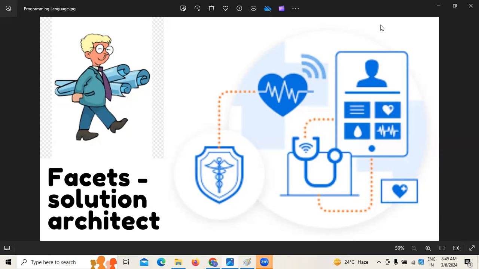So how is this to be configured? To configure this existing healthcare application and all, what kind of measures are to be taken, everything is something one should be good with. Now, if we want to become a Facets solution architect, what kind of skill set has to be acquired, right?